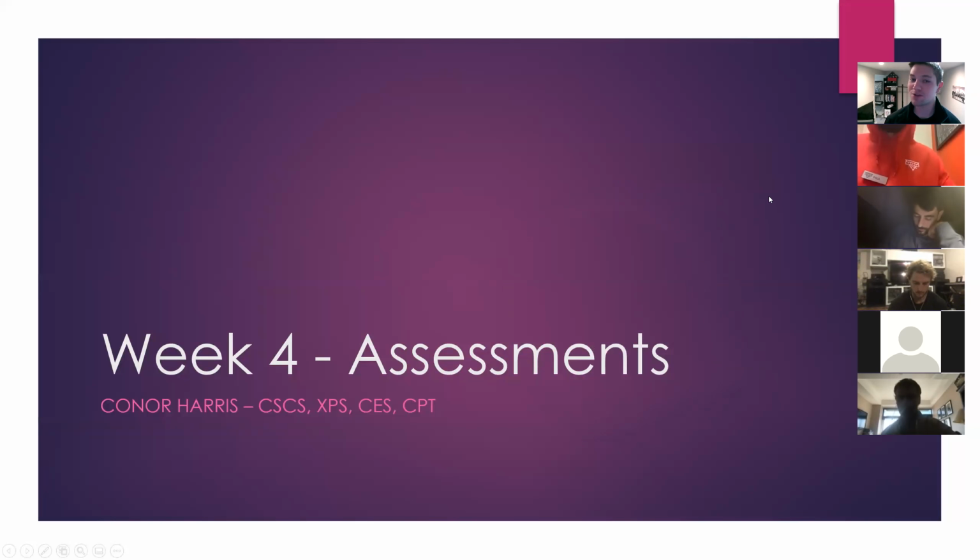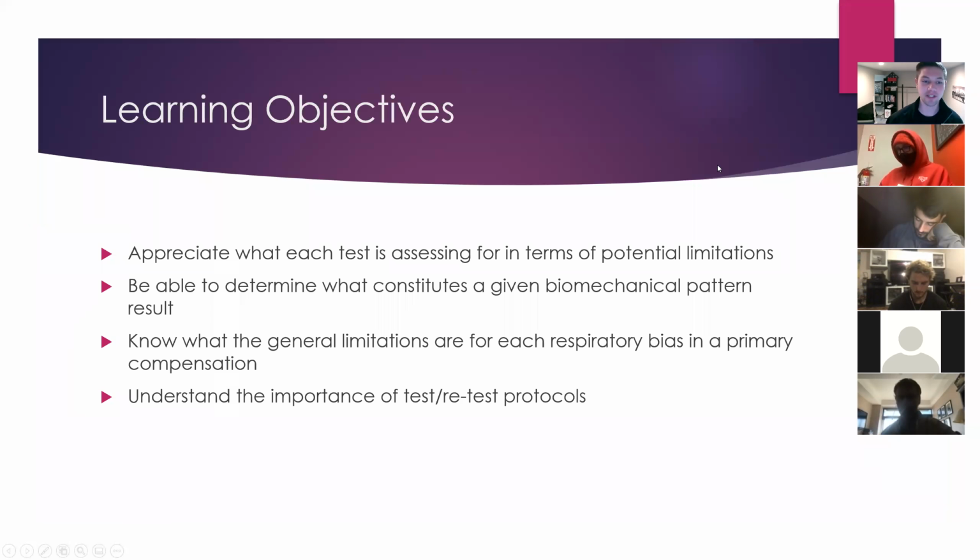All right, week 4 into the first month. So today we're going to talk about what each of these tests is going to be basically assessing. What are we looking at and why does it matter? We're going to understand what constitutes a given biomechanical pattern result. So we should be able to know what to expect with the baseline presentation of someone who's wide, narrow, left AIC, things like that. And then know the general limitations for each respiratory bias in a primary compensation. Understand the importance of test and retest protocols. Massively important. That's pretty much what's going to give you all the information is the test and retest.